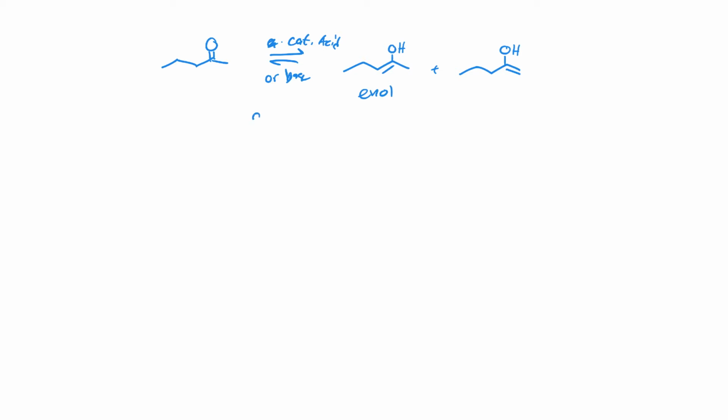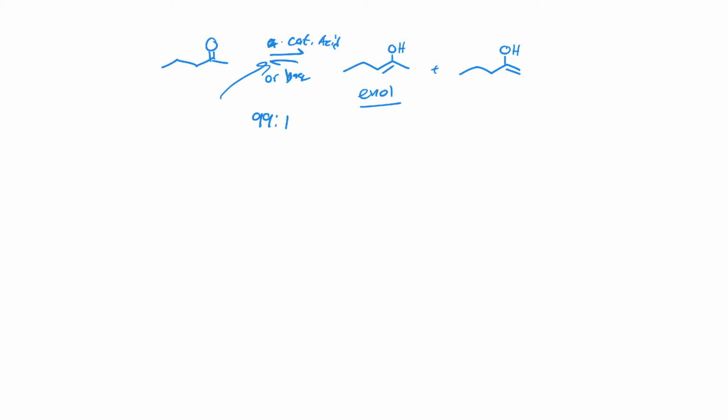And normally the ratio is 99:1. There's a lot more ketone than there is enol. And there are ways to improve the amount of enol. But remember, with Le Chatelier's principle, as long as there's a little bit of enol, we could use that in a reaction, and Le Chatelier's principle will affect this equilibrium and produce more enol for us.